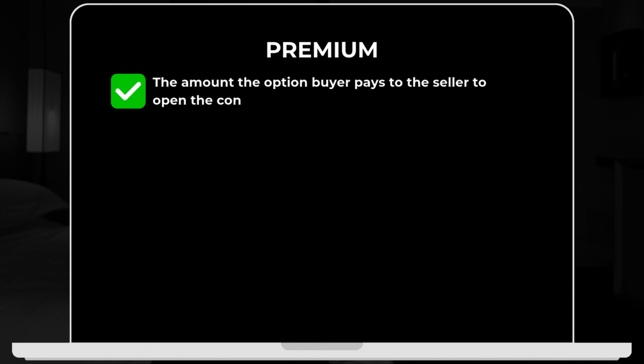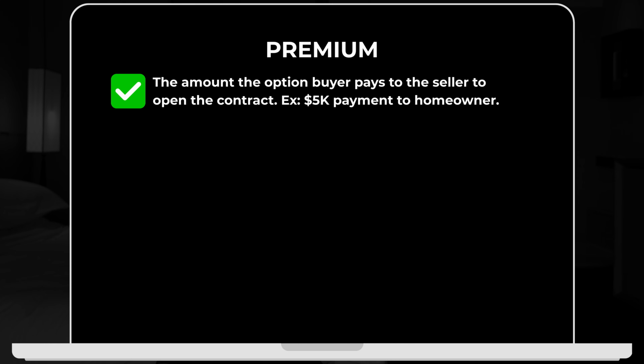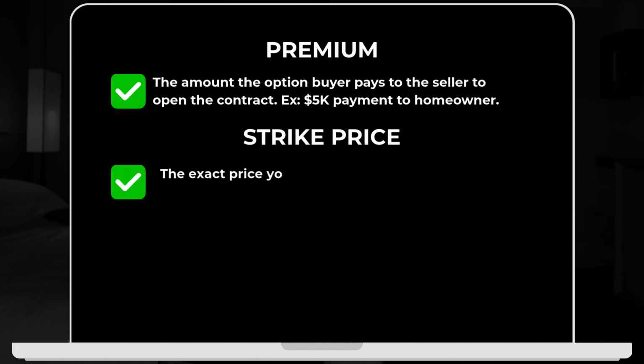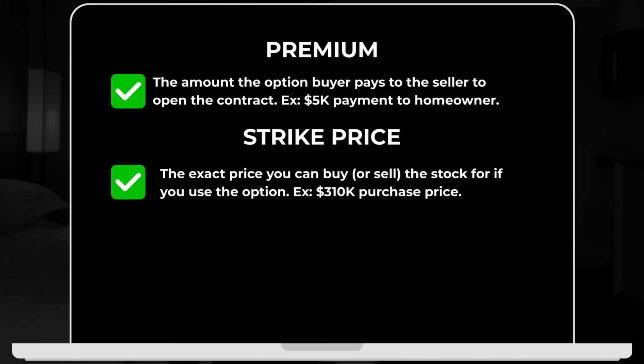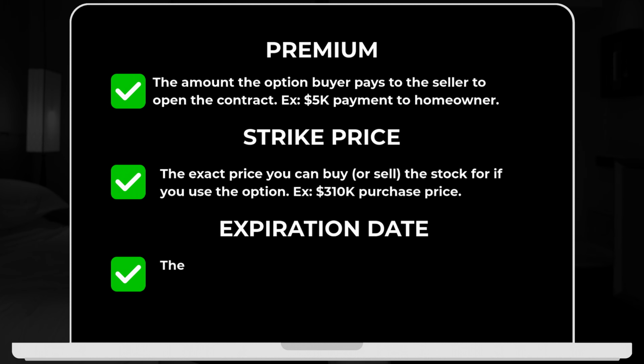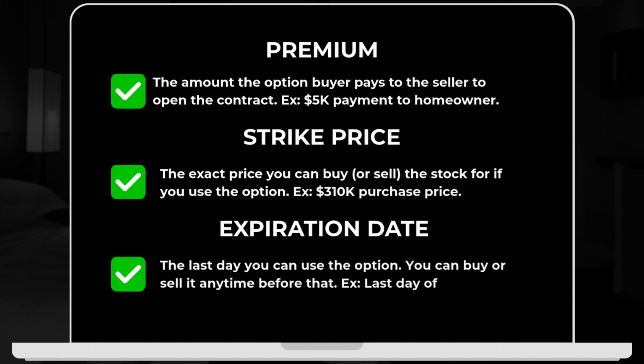In the options world, the $5,000 payment you made for the right to buy the house is known as the premium. The $310,000, the price at which you have the right to buy the house, is known as the strike price. And the end of that 3-month time frame, where you can buy the house at any point, is known as the option expiration date.